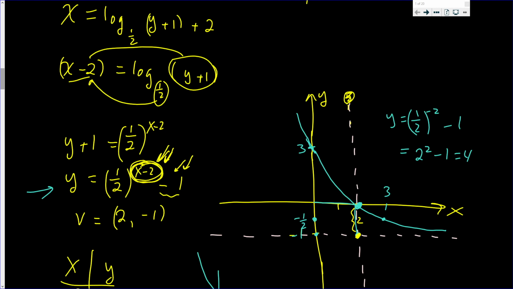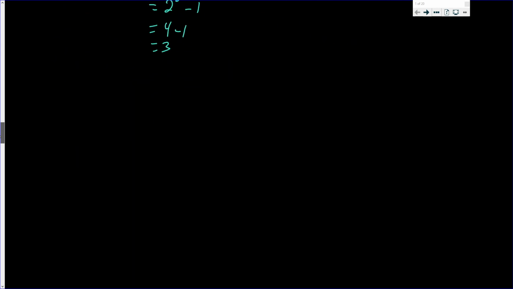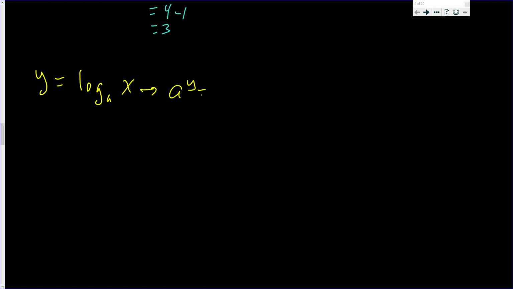Okay. Now, these graphs that we've done were in the form of x equals log base a of y. Well, what if I interchange x and y? What if you have y is equal to log base a of x? Well, this means that a to the y is x. Let me just write x first. X is equal to a to the y.